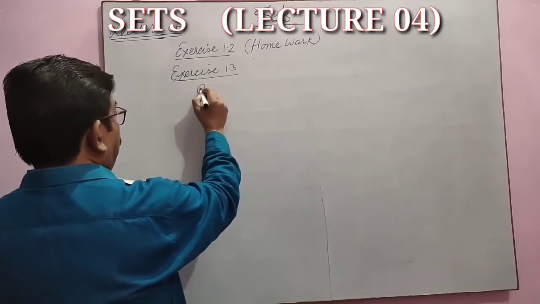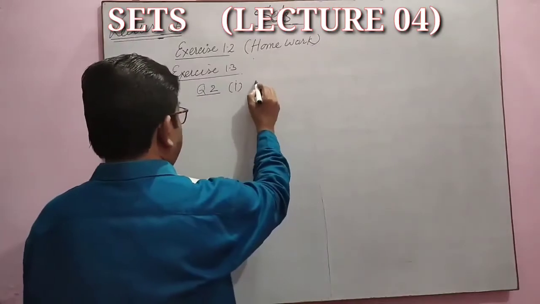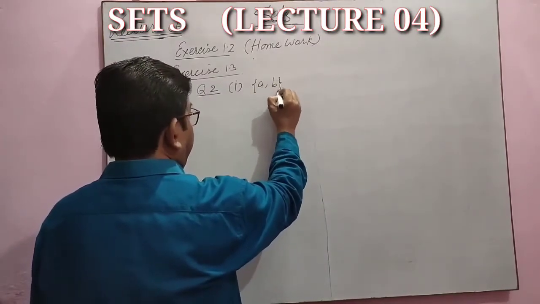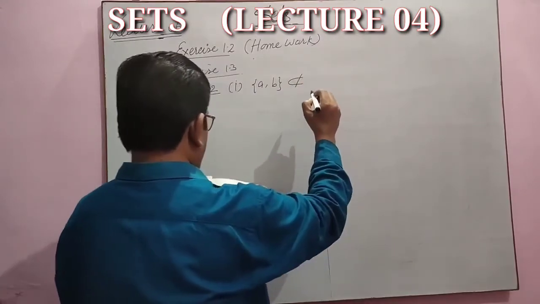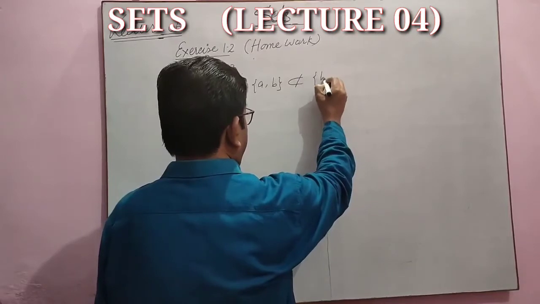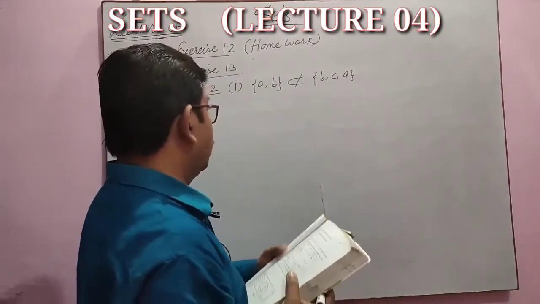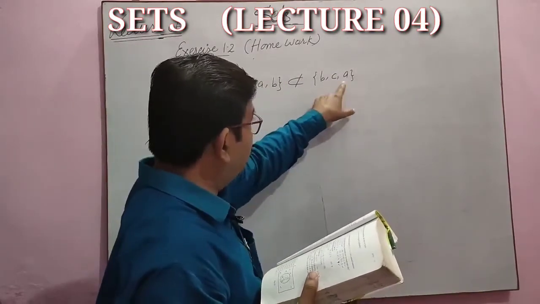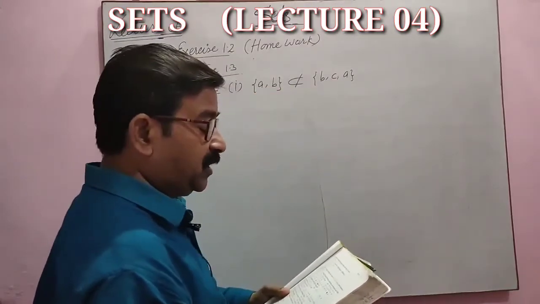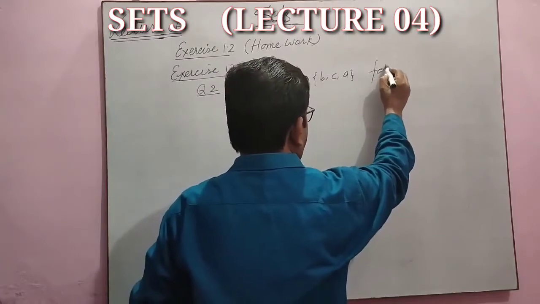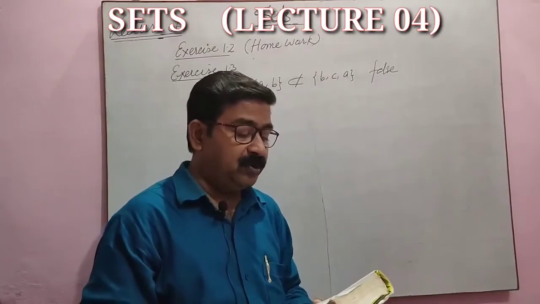This is question 2, first part. A set {A, B} is given, with not subset of {B, C, A}. I have told you that order doesn't matter. So here we have A and B, and here also we have B and A, which means {A, B} is a subset of this. So this statement is false. This is the way you have to check.